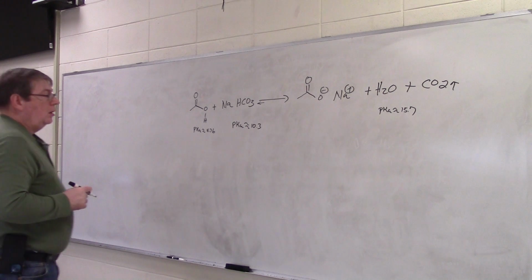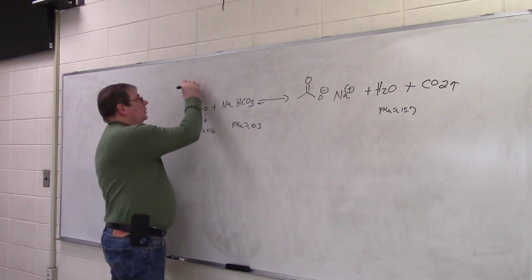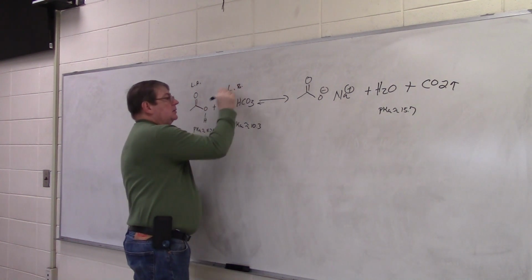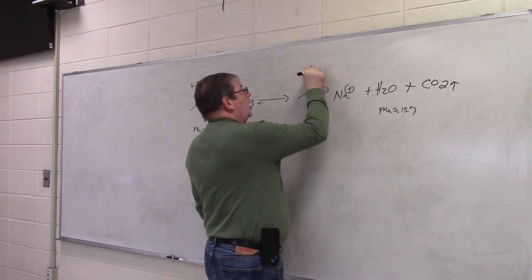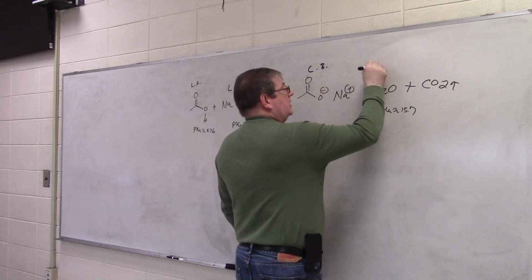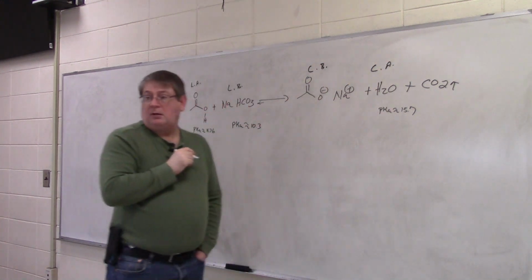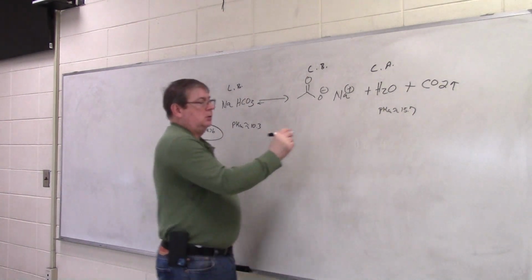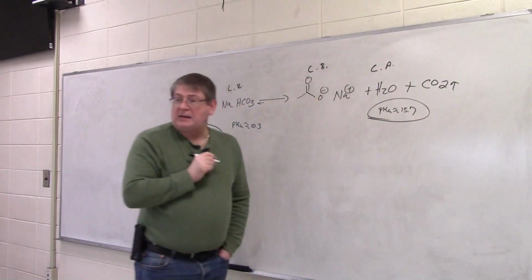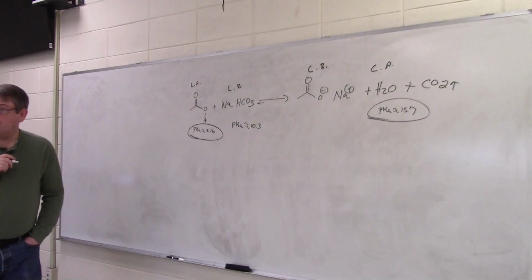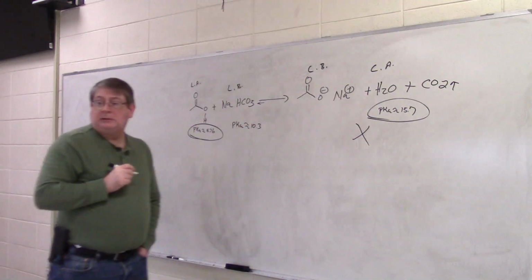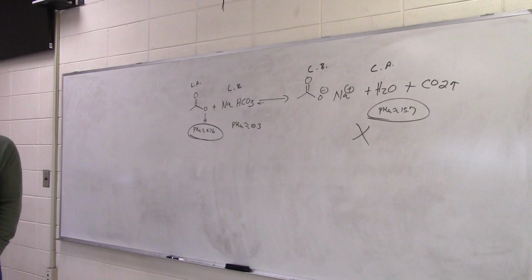But we can think about it, right? So this is the Lewis acid, will you agree? Yes, sir. This is the Lewis base. This is the conjugate base. And this is the conjugate acid, right? I'm going from a stronger acid to a weaker acid. So which way does the equilibrium lie? It'll lie to the right. Yep, so it lies to this side. Your equilibrium is always going to lie to the side of the weaker acid, weaker base pair.